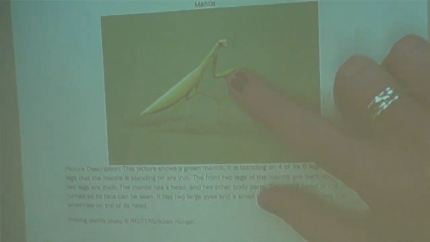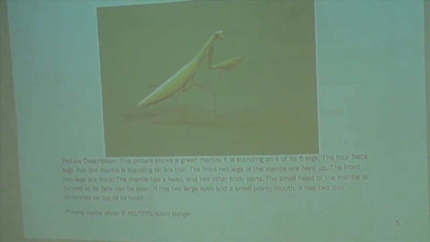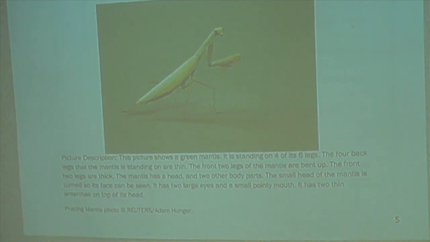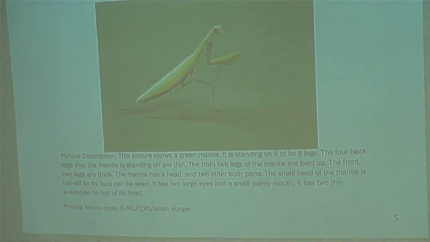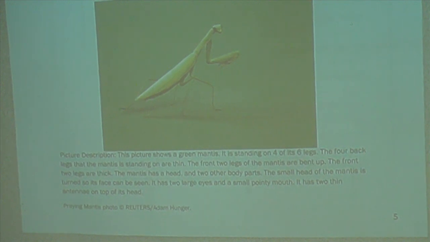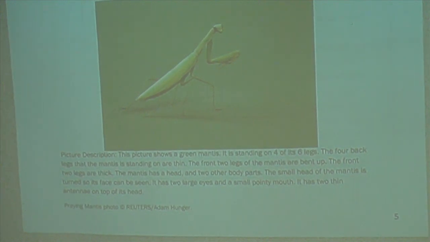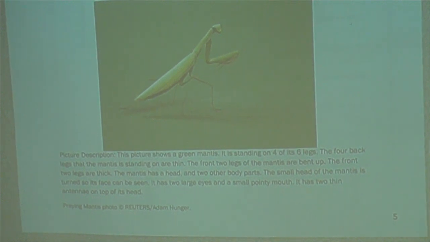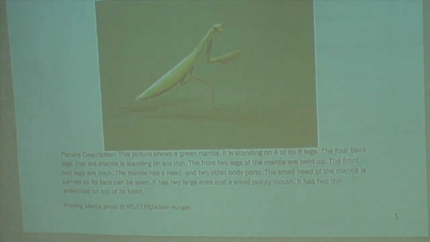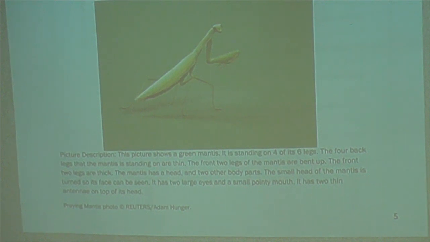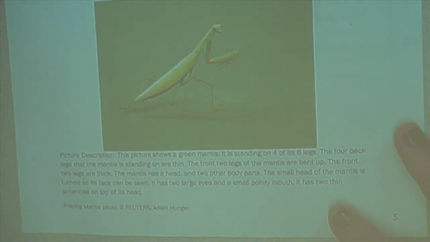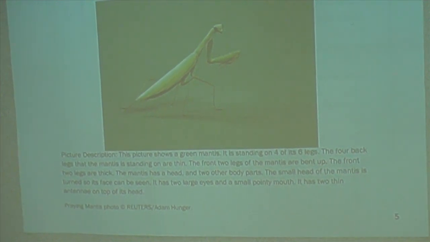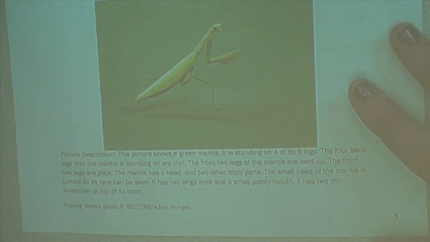Then you have a mantis right here. This picture shows a green mantis. It is standing on 4 of its 6 legs. The 4 back legs that the mantis is standing on are thin. The front 2 legs of the mantis are bent up. The front 2 legs are thick. The mantis has a head and 2 other body parts. The small head of the mantis is turned so its face can be seen. It has 2 large eyes and a small pointing mouth. It has 2 thin antennae on top of its head.